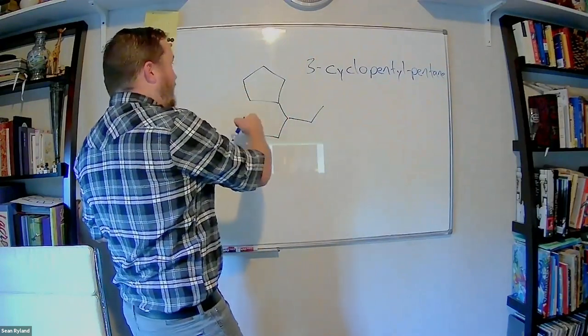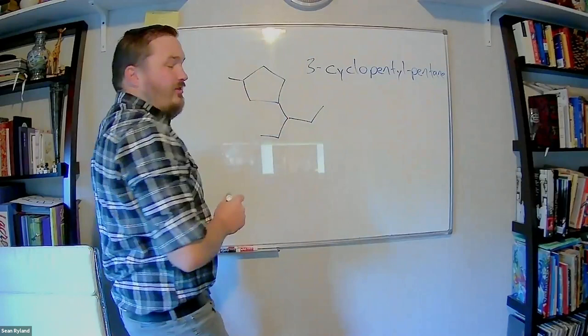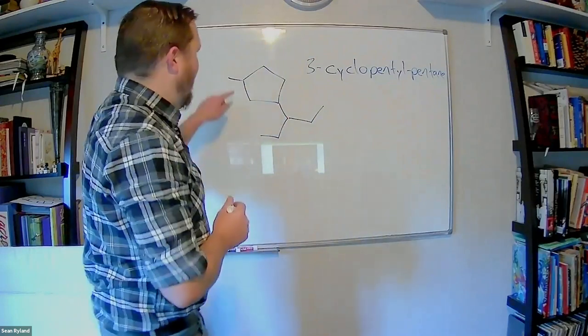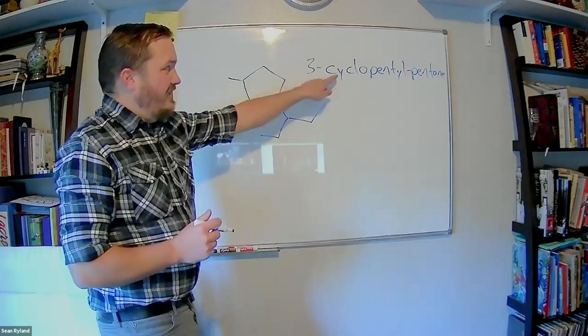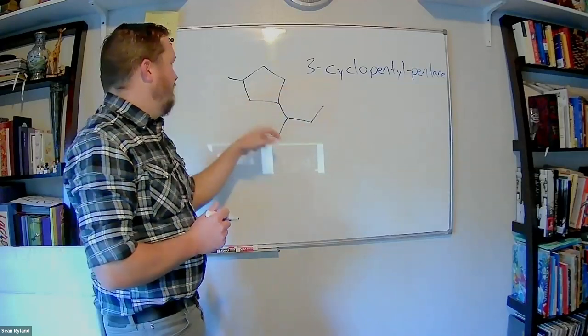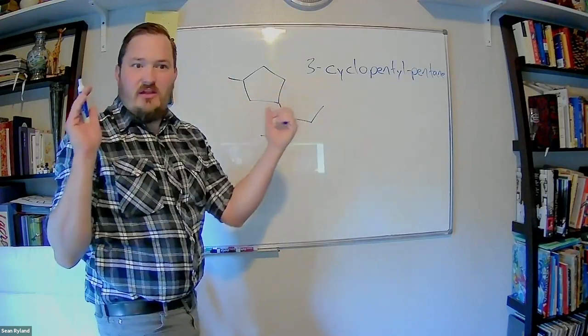If there was a methyl group over there, now all of a sudden I would have to name this cyclopentyl group with parentheses. It would be a 2-methylcyclopentyl in parentheses.